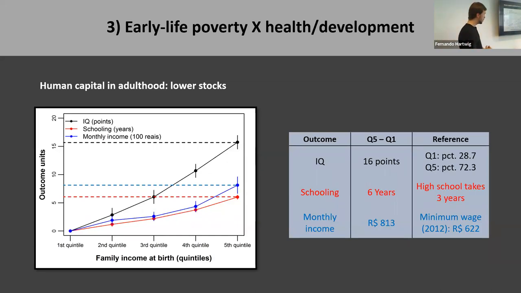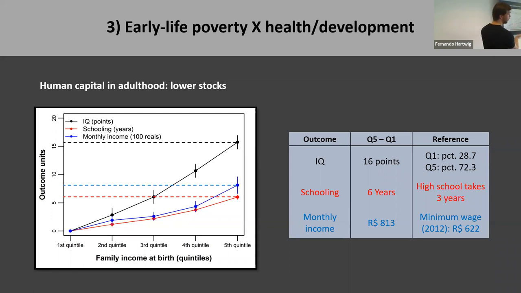So we saw that poverty is associated with lower or impaired physical and cognitive development in childhood. Does that impact you as an adult? Let's try to understand that, looking at this figure, where I'm showing the association between socioeconomic position at birth as measured by family income. This is the poorest subset, so I'm going from poorer to wealthier, from left to right in the graph. And I'm showing three measures of human capital: IQ, which is the black line, schooling, which is the red line, and monthly income as an adult. Those are all measures in adulthood. And monthly income is the blue line.